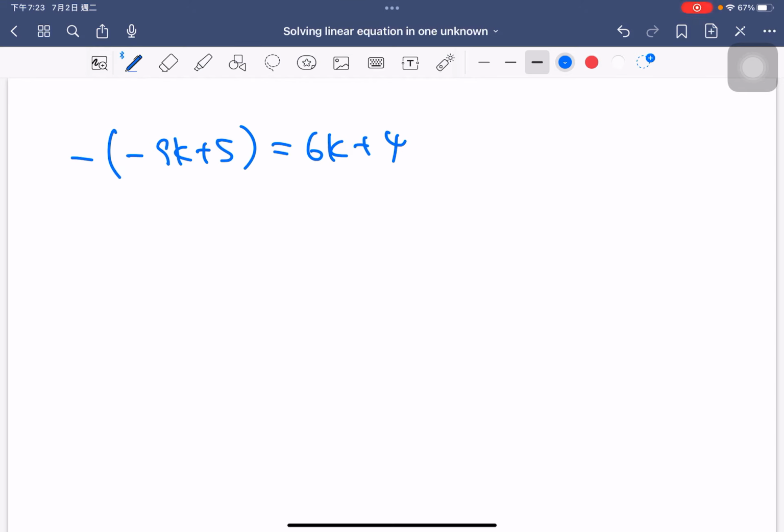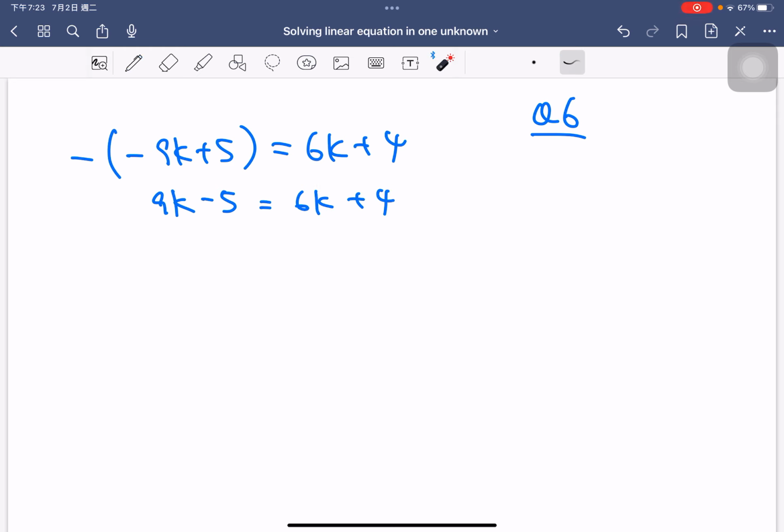So let's try to do some hard examples together. This is your question 6. First of all, we have a bracket, so we're going to use our rule number 2. We remove the bracket, isn't it? First, we use this negative. Negative just means -1. So we use the -1 times this -9k, and the -1 times the +5. Now negative times negative gives you a positive. So now I have a 9k, and a negative times 5 giving you a -5, equal to 6k plus 4.